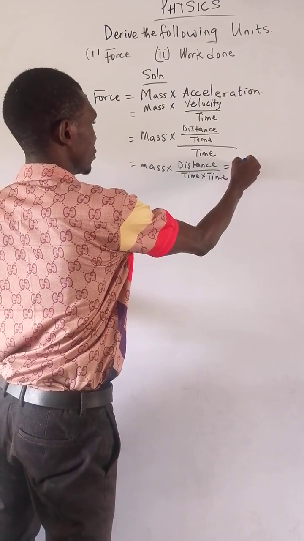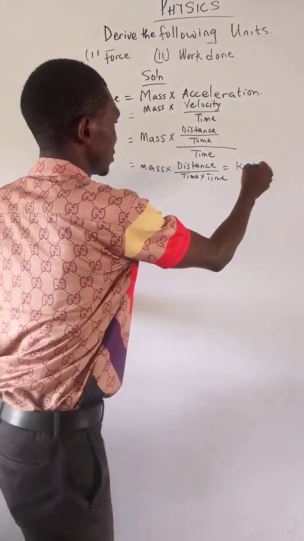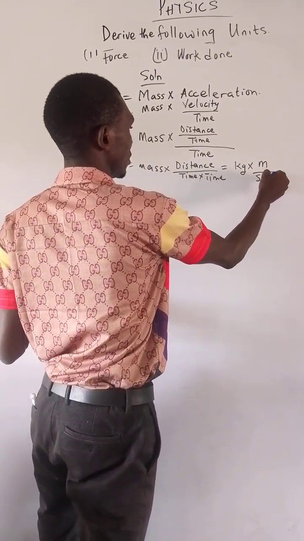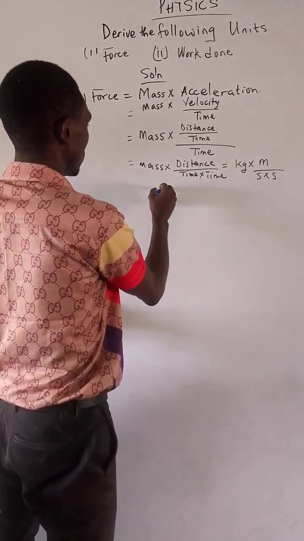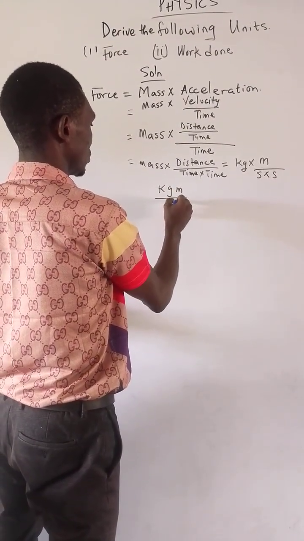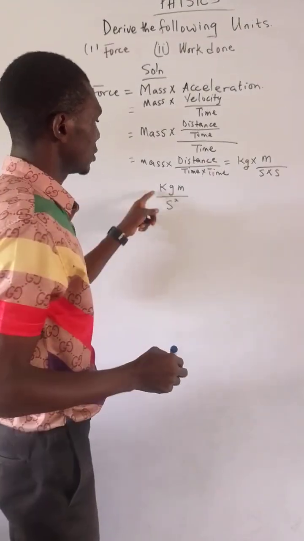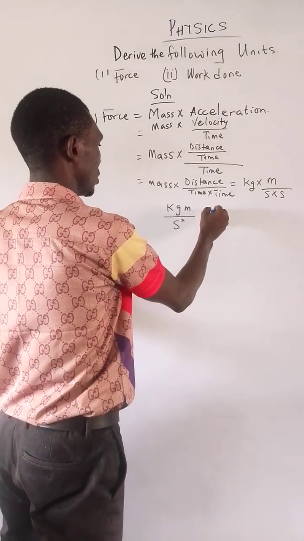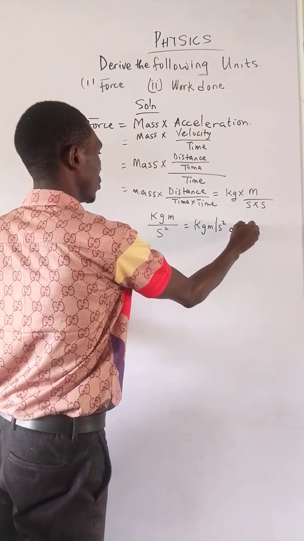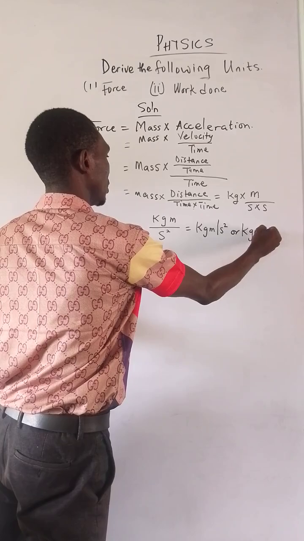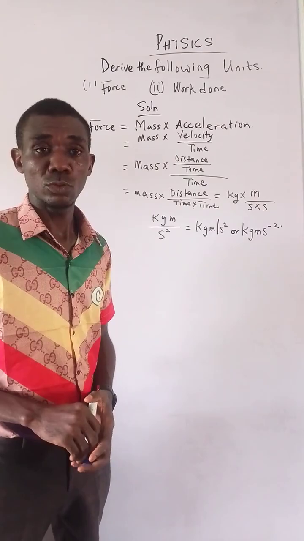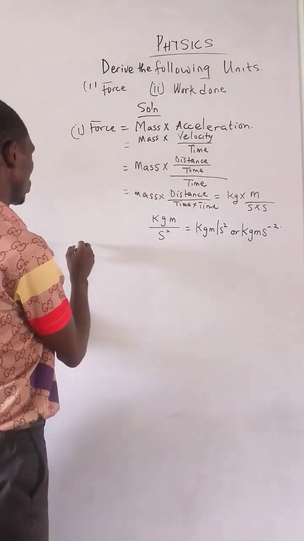Mass has a unit of kg, distance has a unit of meter, time has a unit of seconds. So this one is now given as kg meter all over seconds squared, which can now be written as kg meters per second squared, or kg m s^-2. So this is the derived unit of force. Now we go to work done.